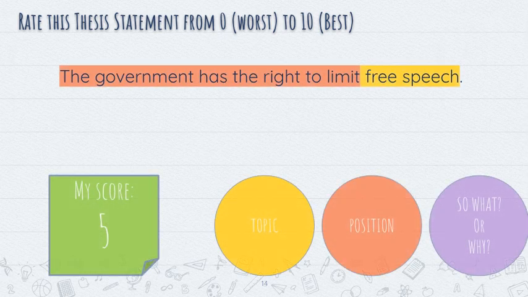All right, so I gave this thesis statement a score of 5. It's okay because it has 2 of the 3 parts of a thesis statement. It has a topic, which is free speech, and it has a position, which is the government has the right to limit it, but it doesn't have any reasons or so what or why. It's missing that crucial component.